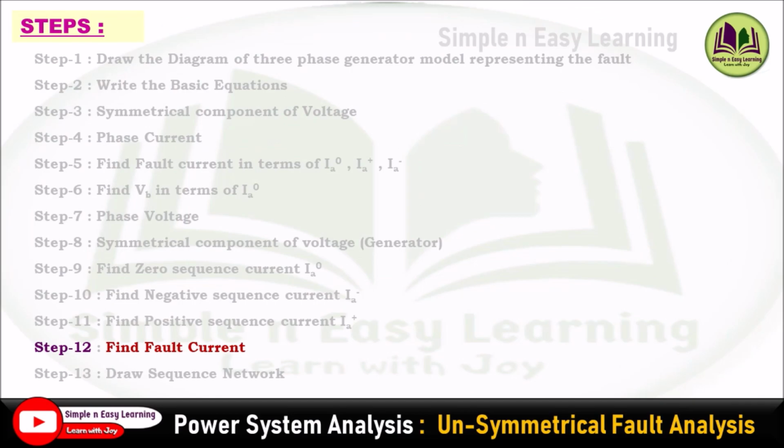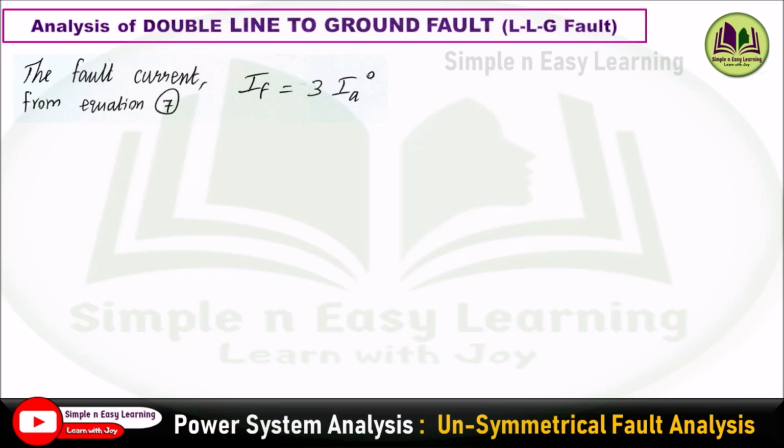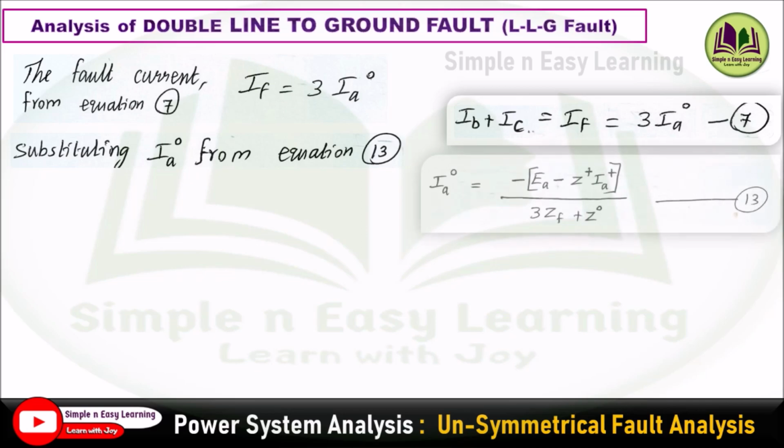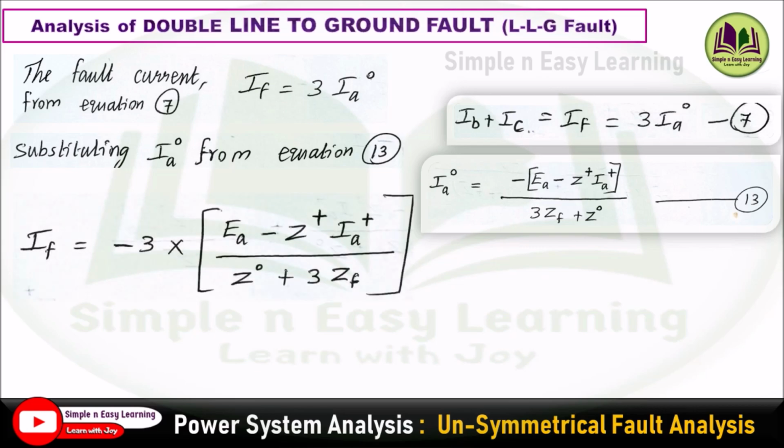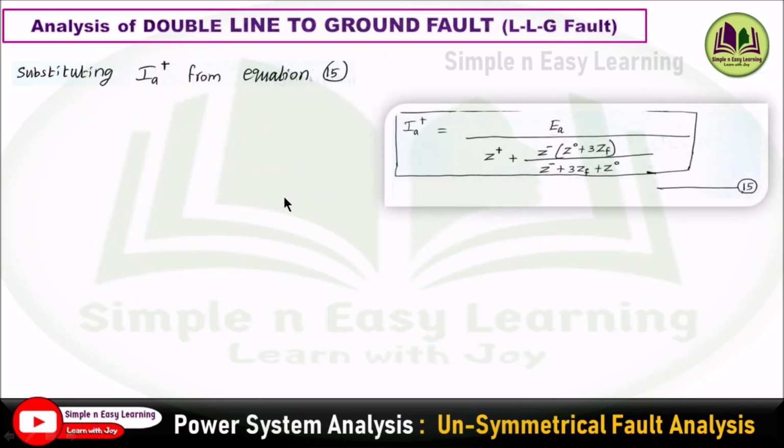And now step 12. Find the fault current IF. To find fault current, we are going to consider equation 7, IF equal to 3 into IA naught. The IA naught we derived in equation 13. So substitute that IA naught here. So minus 3 into this whole term, and in this term you will have this IA plus term. In the previous step we derived this IA plus term, so we are going to substitute IA plus from equation 15 here.